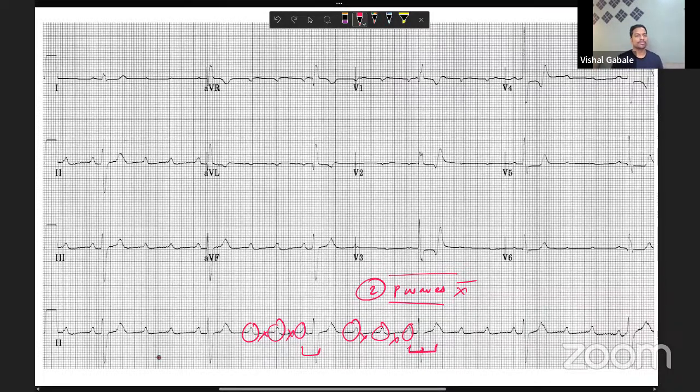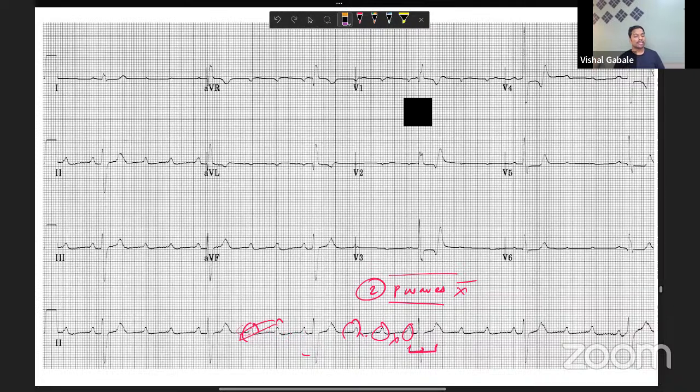You know this one. Very nice, high grade AV block. Very nice, Achit. Very nice. So I hope you are understanding it, right? So as I've already mentioned, somebody is saying third degree. Very well. That is also partially correct. But this is not third degree. Okay, why? I will tell you.